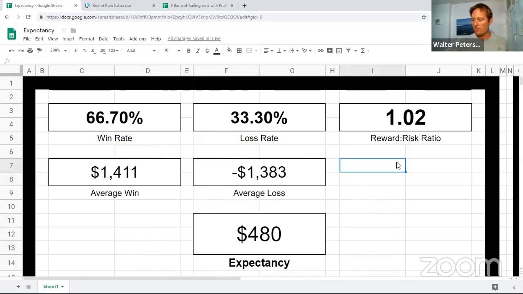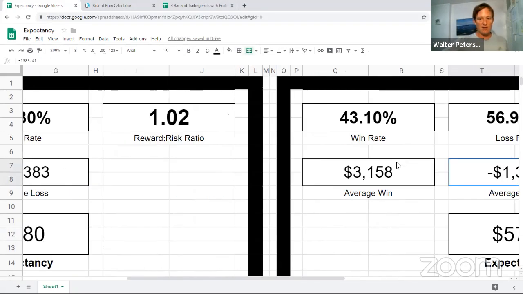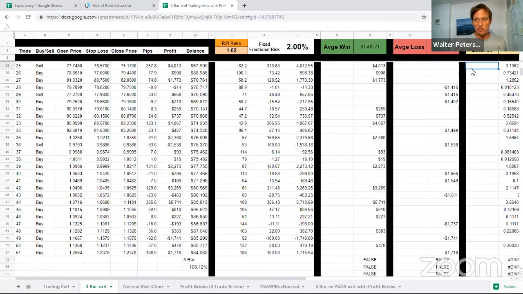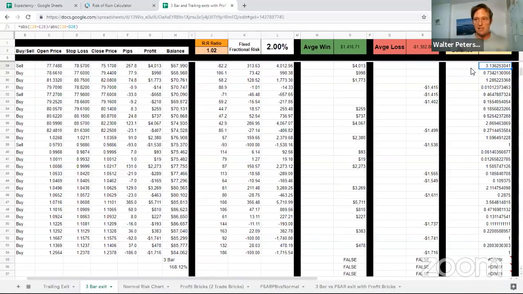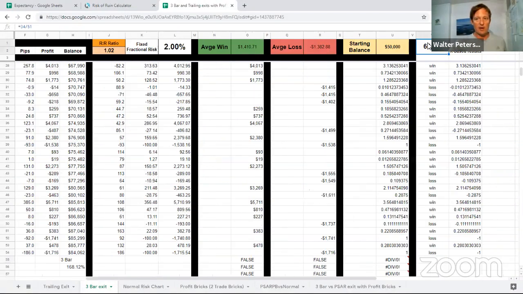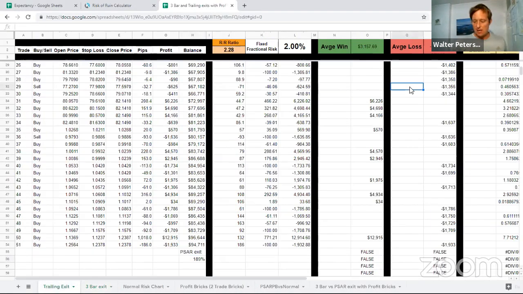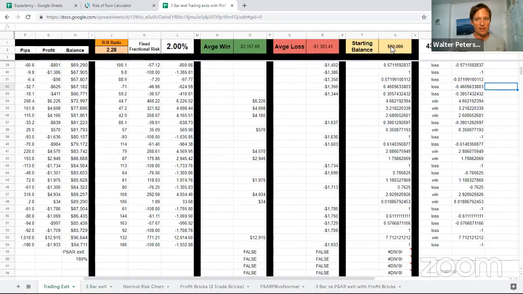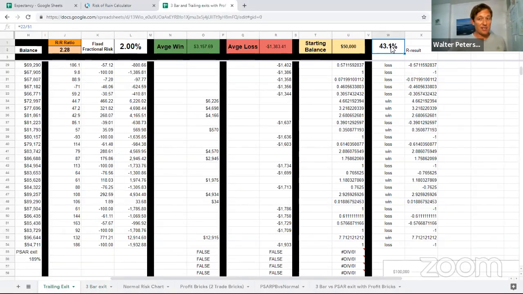Now let's look at the other numbers over here, which is the trailing exit, which has a lower win rate, okay? So it's at 43.1%. So remember, I'll show you actually on the spreadsheet. Over here, we actually had a 66.7% win rate with the 3-bar exit. Our win rate goes down with the trailing exit. However, the overall profitability goes up. So it's 43.1%. That's quite a drop in the win rate, really. 66.7 to 43.1. So you may be more uncomfortable trading the strategy this way with the different exit.